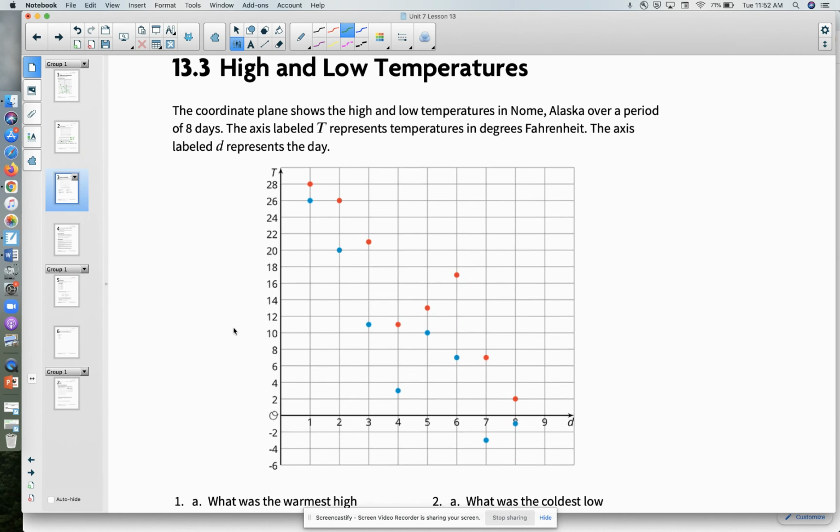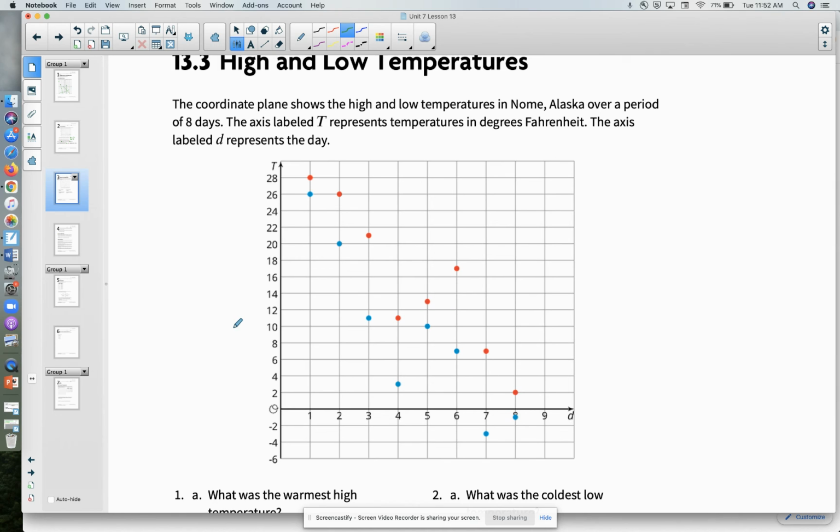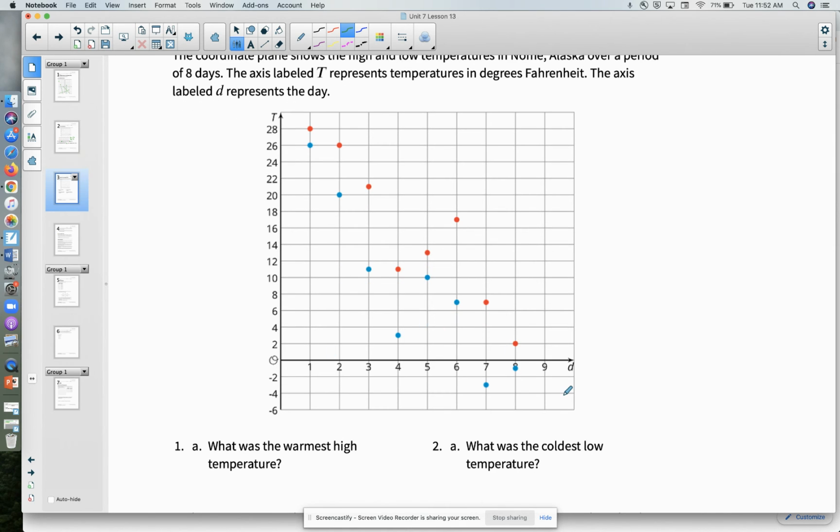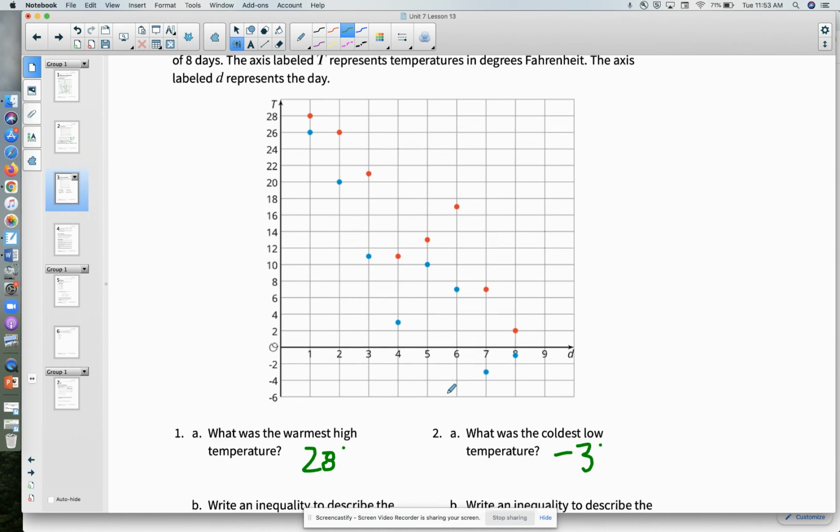This coordinate plane shows the high and low temperatures in Alaska over a period of 8 days. The high temperatures are in red, the low temperatures are in blue. What was the warmest high temperature? Which one had the highest red? 28, right? So we can say 28 degrees. Which one was the coldest? Which one is the lowest blue? Yep, -3. Okay, so -3, the lowest.